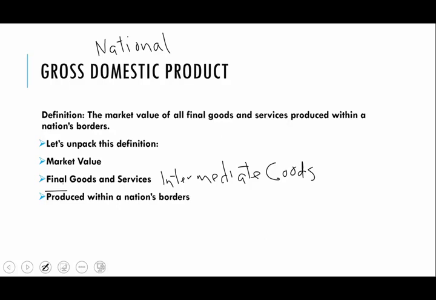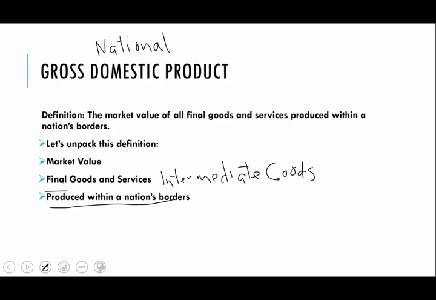So if you think about, say, a Toyota factory in Ohio, the production of those Toyotas would be included in gross domestic product because it was produced within the U.S.'s borders. It wouldn't be included in gross national product. If you think then about Nike with manufacturing plants in Mexico, however, that's not included in gross domestic product. That would be included in gross national product.